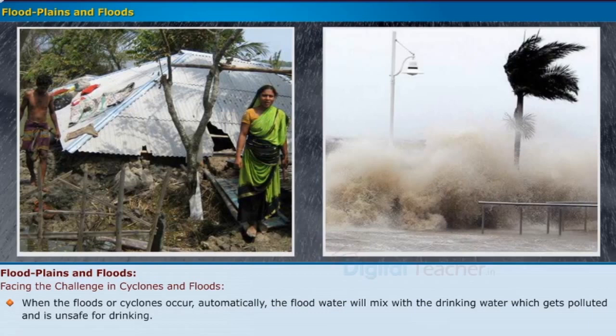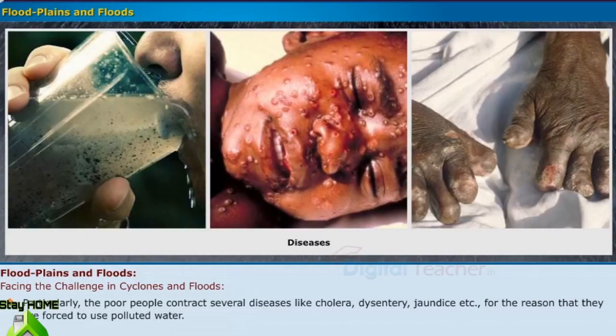When floods or cyclones occur, the flood water will mix with the drinking water, which gets polluted and is unsafe for drinking. Particularly, the poor people contract several diseases like cholera, dysentery, jaundice, etc., for the reason that they are forced to use polluted water. Only those with resources are able to arrange safe bottled water to drink.